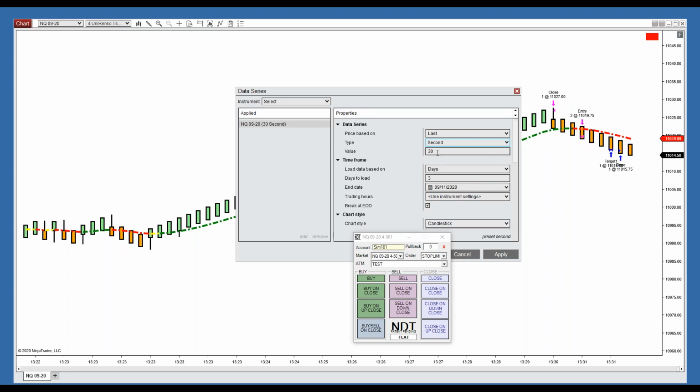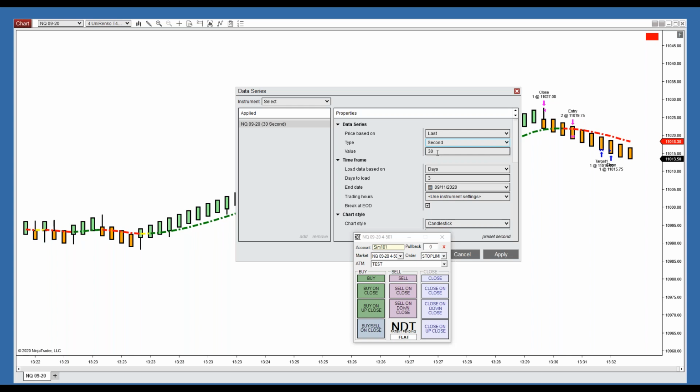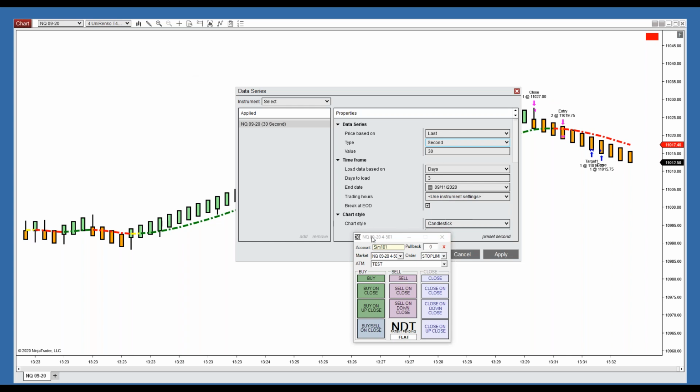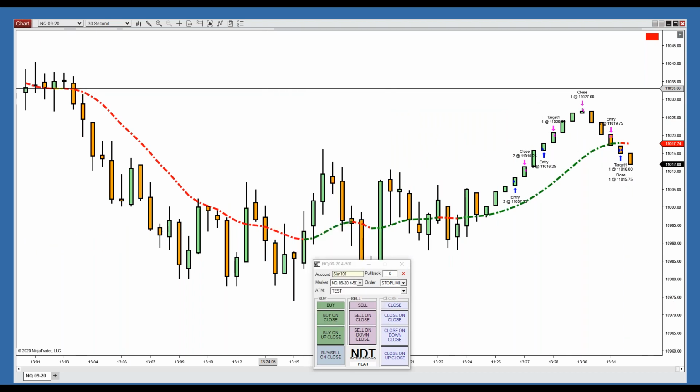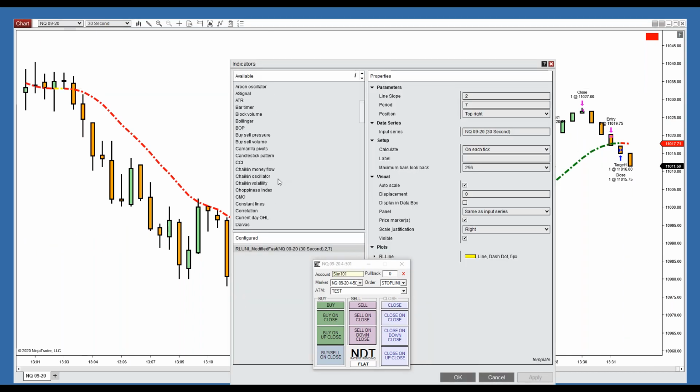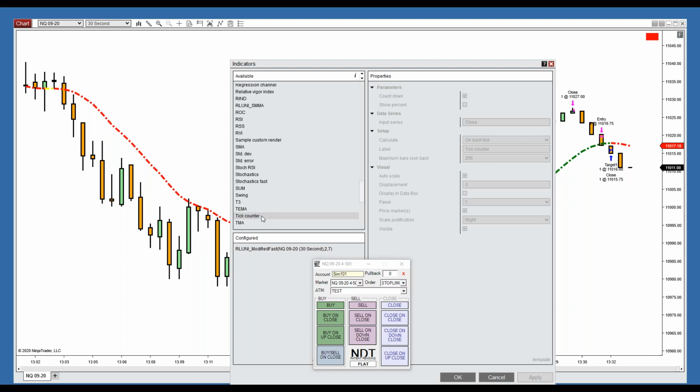Now remember, you and I cannot know where a time-based chart is going to close. Even if we put the time, I think there's a time counter on here. I'll add that. Let me find it. I don't normally use it. Here's the tick counter. Where's the time counter?